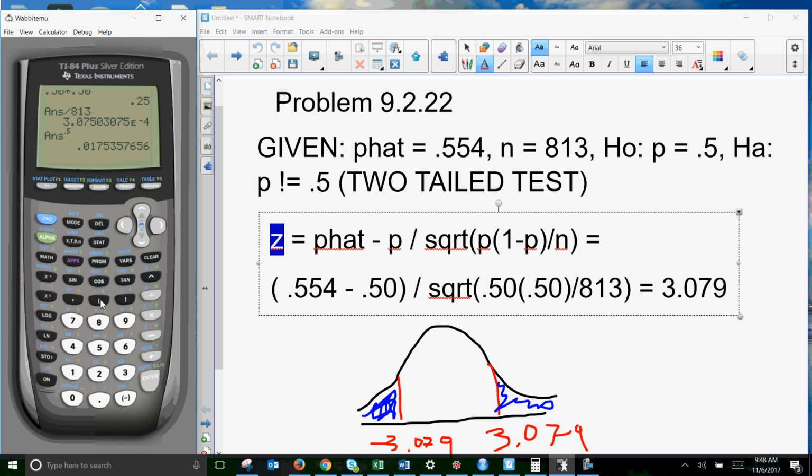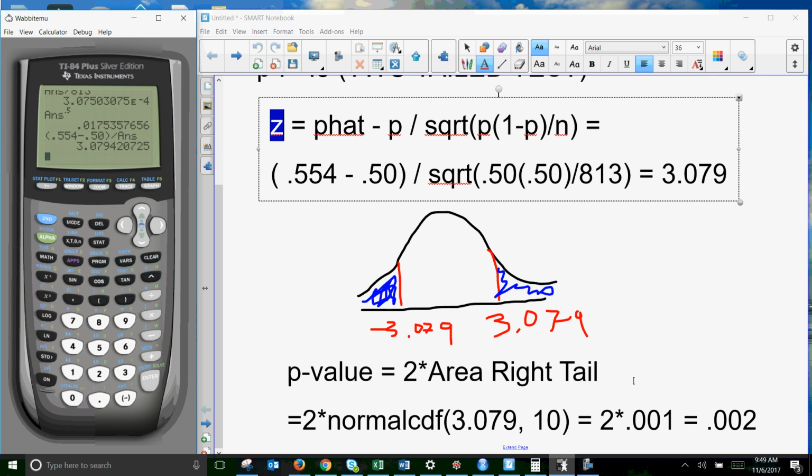Okay, so that's my denominator. So what I can do now is type in my numerator, which is 0.554 minus 0.50. Put that in parentheses, and then divide that by the second answer, that's my denominator over there. And I get my test statistic to be 3.079 if I round to 3 decimals. So again, this was a two-tailed test. So if we look at our picture down here, we put our test statistic in at 3.079.